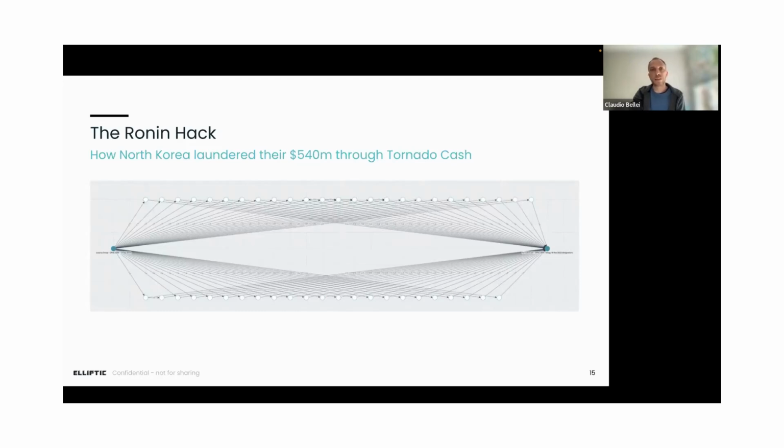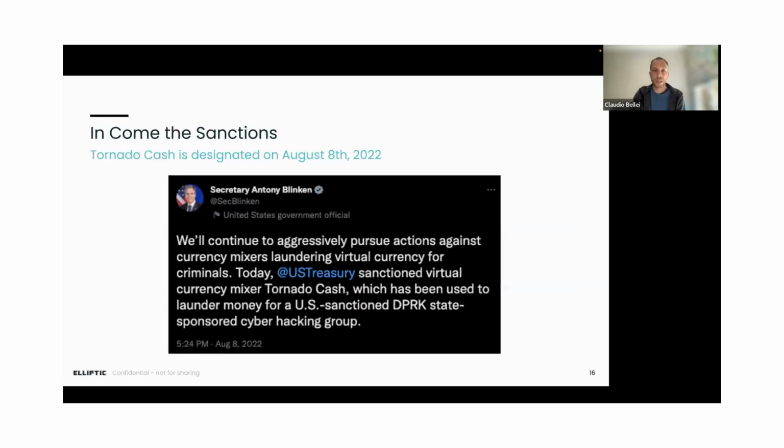These hackers started laundering the proceeds of their hack, and more than $80 million worth of ETH were sent through Tornado Cash. The hackers used an intermediary wallet, as you see here, before moving the funds to Tornado Cash. Just a few months after, we are in August 2022, OFAC sanctioned Tornado Cash. So for the first time, a smart contract has been sanctioned by OFAC.